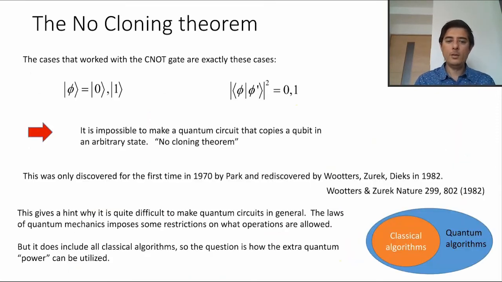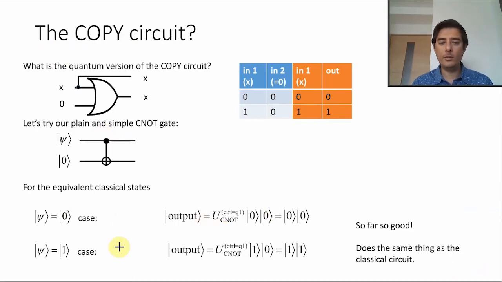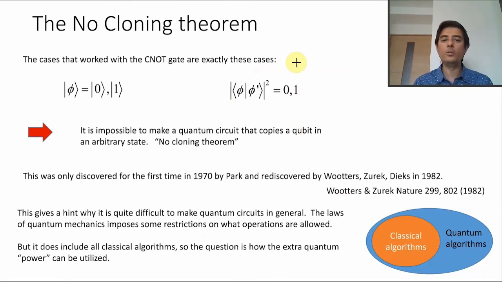Okay. So the cases that actually did work out, it so happens, coincide exactly with the cases that got my hypothetical copy circuit to work. So remember, this actually did work for these two cases. In fact, this kind of proof shows that those two cases are also the only ones that work. So that basically shows that it's impossible to have a copy circuit. And as I said, this is called the no cloning theorem.